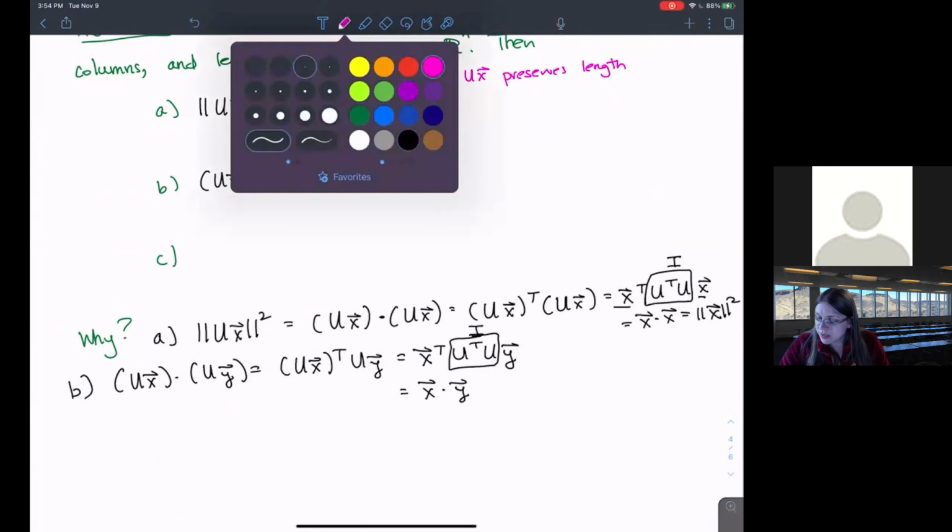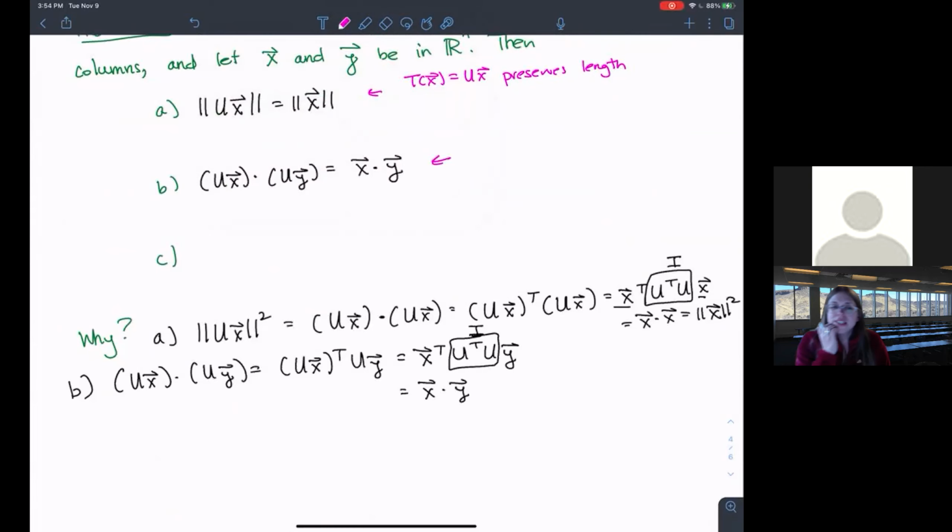So let's think about what this means. We have to think a little more deeply about what's going on here. If you go back to physics or calculus 2, remember the dot product tells you about angle. In particular, you can use the dot product to compute the exact angle between two vectors. So the fact that the dot product's maintained means T of x equals Ux preserves dot product, which means it preserves angle. So if two vectors are at a particular angle, they're going to be transformed to two vectors that have the same angle between them.